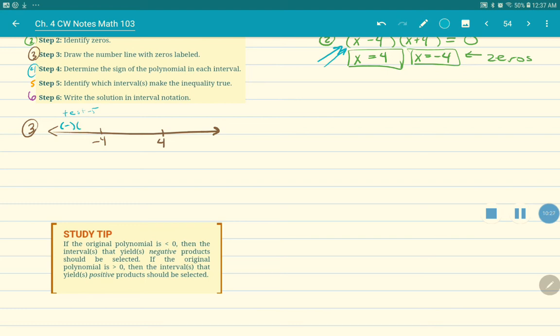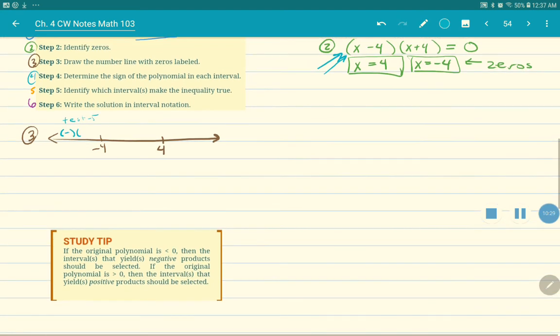And then plugging in -5 into the next one, the x plus 4, I get another negative. So I know this whole interval is going to be negative. I'm sorry, negative times a negative is positive.